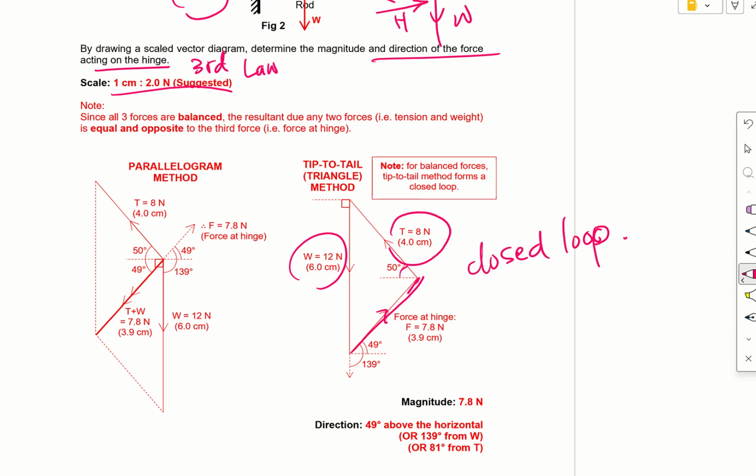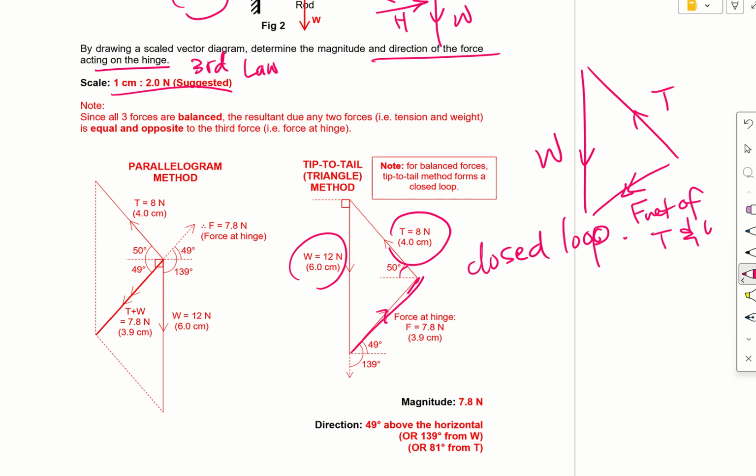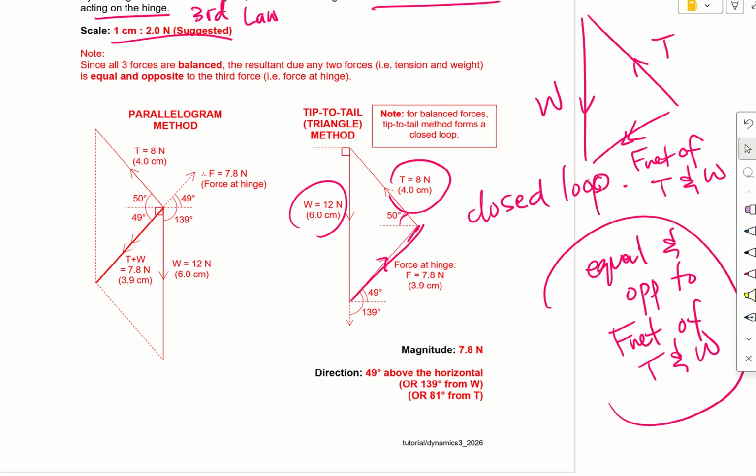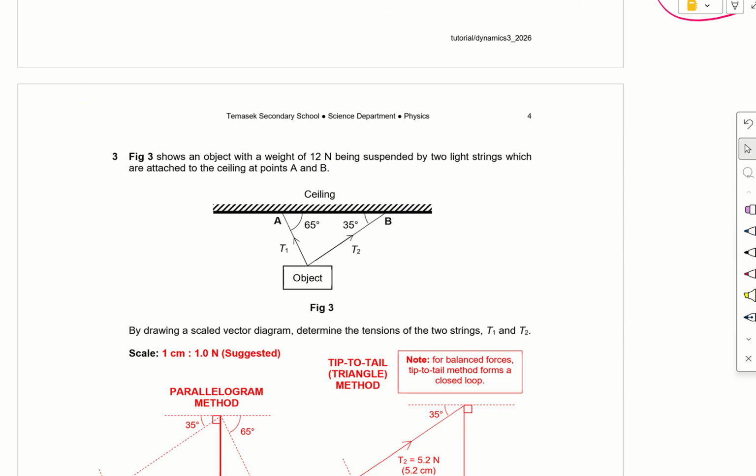Right, so if I were just to draw T, then this is my W, these two forces. So this is the resultant force, F net of T and W. So the third force must be equal and opposite to the F net of T and W, so as to balance it, to bring us to a case of no resultant force. Okay, so you can try it out and check your answer.